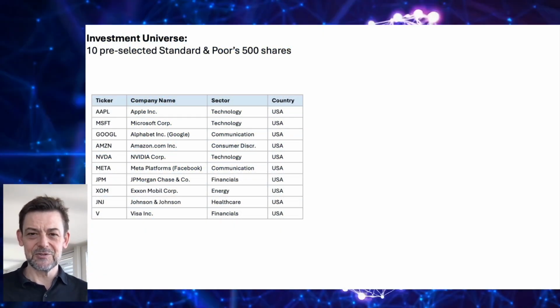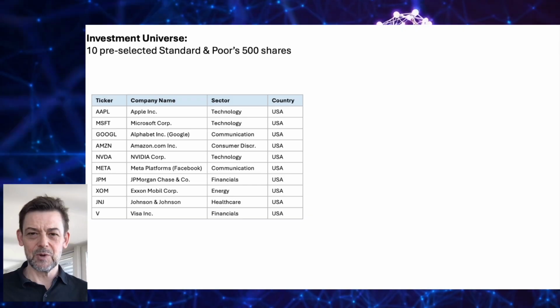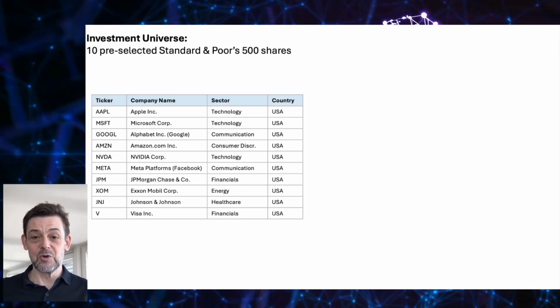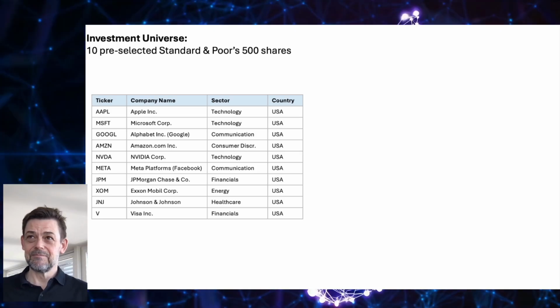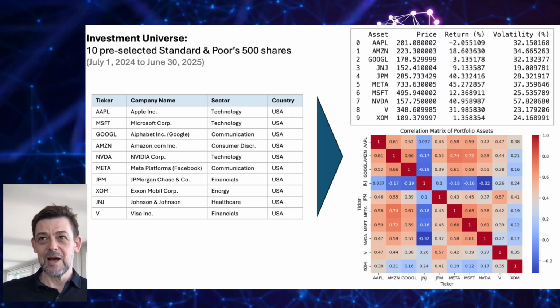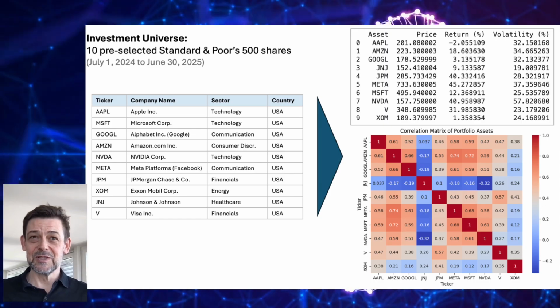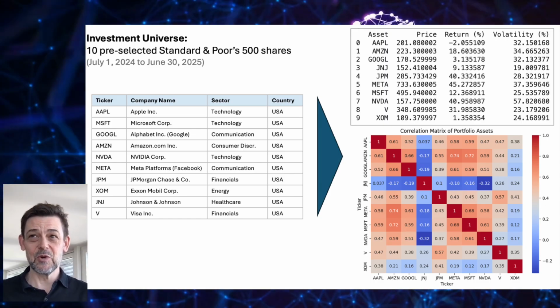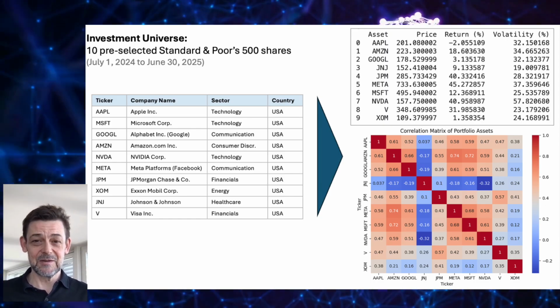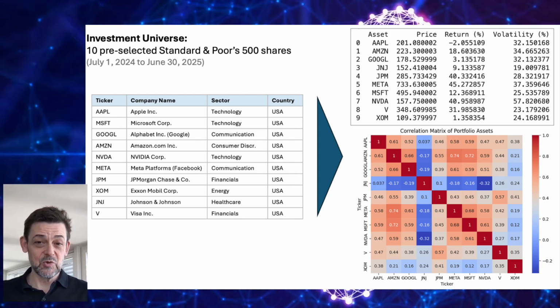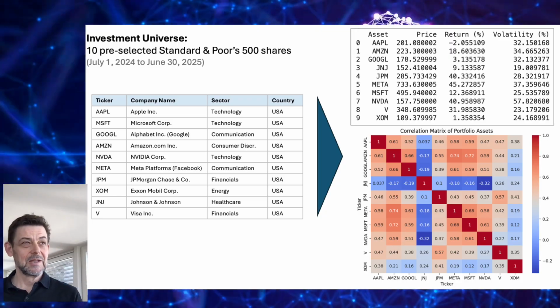These are the assets: Apple, Microsoft, Alphabet, Amazon, Nvidia, Meta, JP Morgan, ExxonMobil, Johnson & Johnson, and Visa. For each asset, we download the last year's prices, calculate the returns, volatilities, variances, correlations, and covariances. You find all these downloads and calculations in the Python code for Google Colab on qubit-lab.ch.